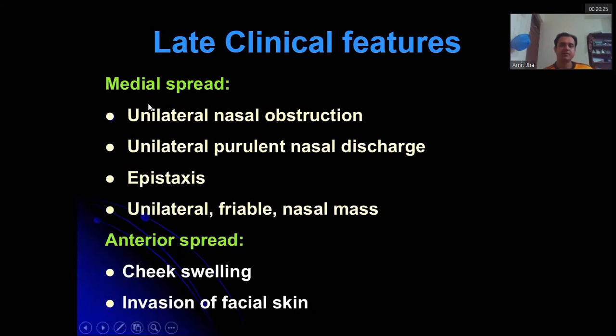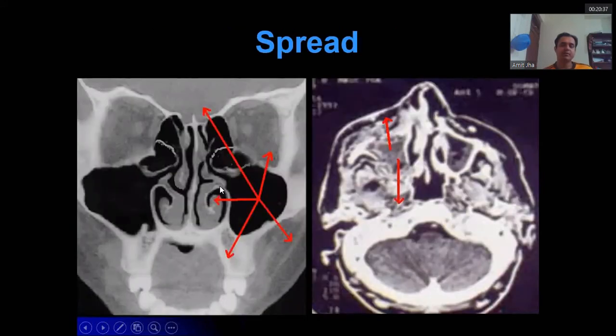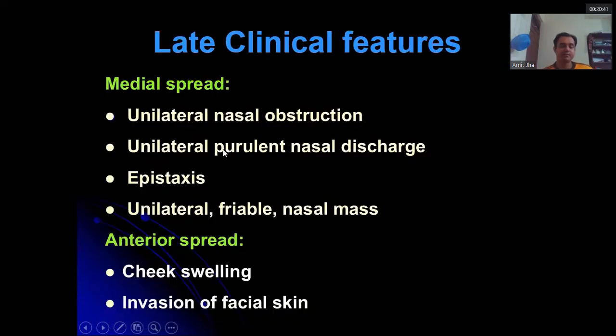The clinical features are divided according to which side it is spreading towards. In the medial spread, towards the side where you have the ostiomeatal complex, there is unilateral nasal obstruction, unilateral purulent nasal discharge, epistaxis, and a unilateral nasal mass, right? So many clinical features are also common to other conditions. If there is anterior spread, then there is cheek swelling or invasion of facial skin. If there is anterior spread, there is swelling and the suspicion regarding malignancy heightens. But if there is medial spread, then the patient is managed for maxillary sinusitis or any other benign mass for several months in the periphery before he comes to a higher center.